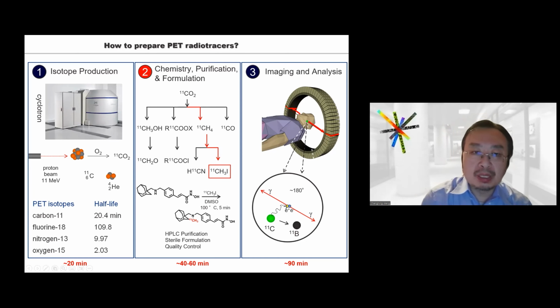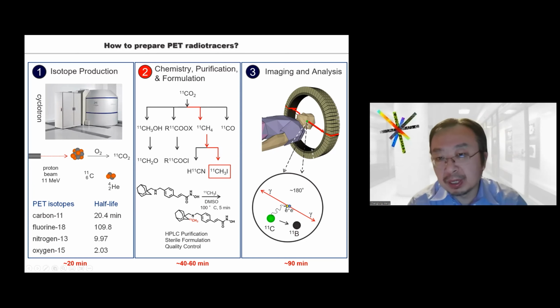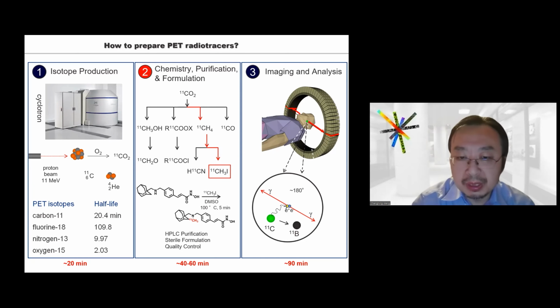The whole process is fairly fast. Generating the isotope normally takes 20 or 40 minutes, the whole chemical reaction needs 40 to 60 minutes, and the scan maybe 1 to 2 hours. So that will be the whole scan day. After that, the C11 tracer will be totally decayed. That means after the scan is done, no radioactive material stays in the human body. It's all gone.